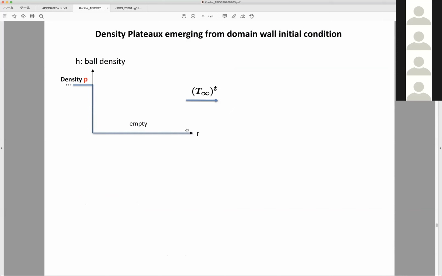More concretely, we consider the infinite container of the BBS soliton gas with one wall here. So here is an empty or vacuum. And this side is full of solitons, BBS solitons. And it is controlled by the density of the ball, P. So there are many lists of the amplitude solitons, but in total, the density of a ball is P. So P is the only parameter of this experiment.